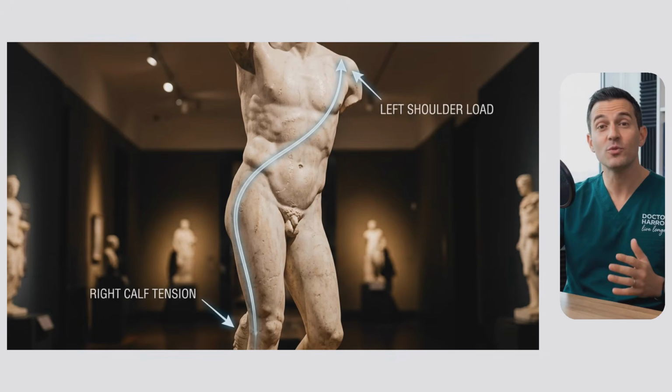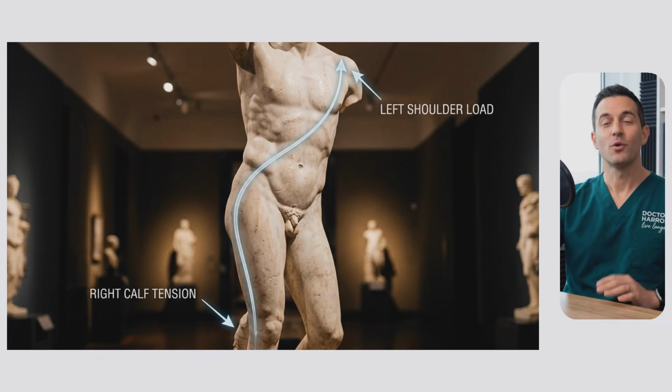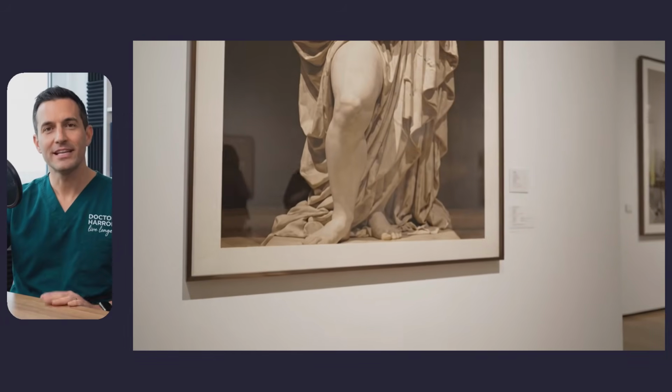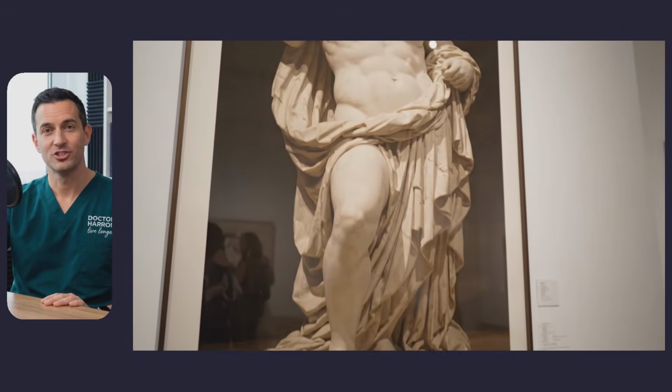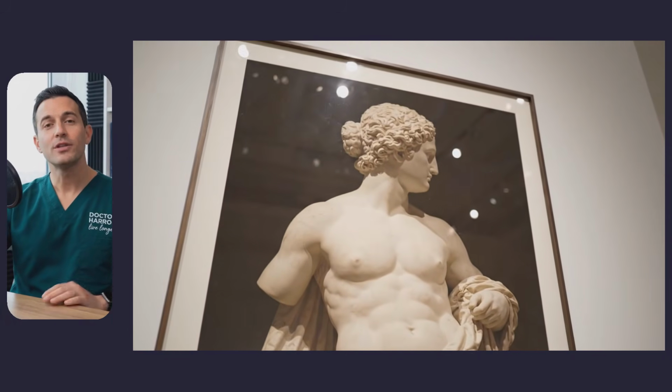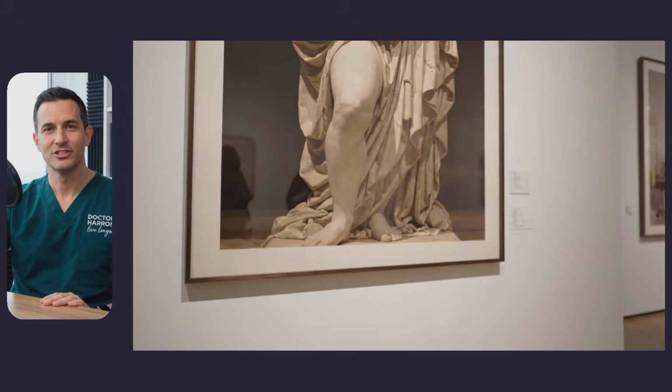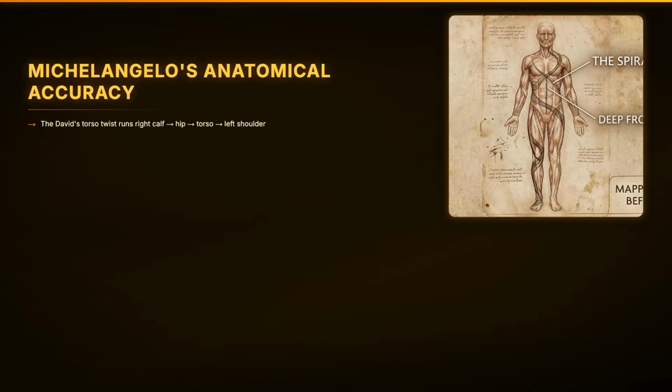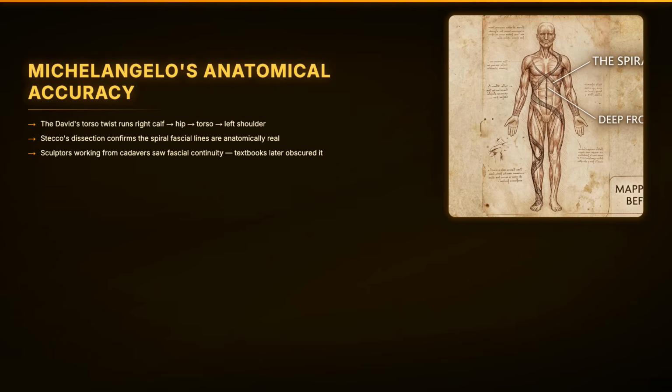The distinction matters. Renaissance sculptors understood something about tension lines that modern anatomy has only recently rediscovered. When Michelangelo carved the David, he didn't model individual muscles in isolation. He modeled tension relationships between muscle groups. The slight twist of the torso creates a visible line of tension that runs from the right calf through the hip, across the torso, and into the left shoulder.